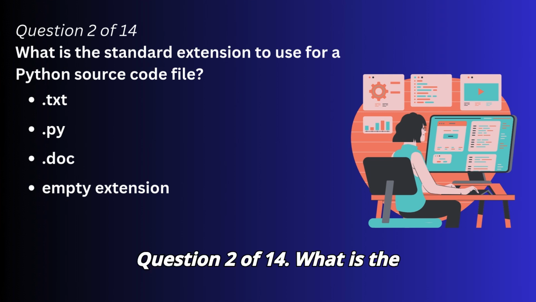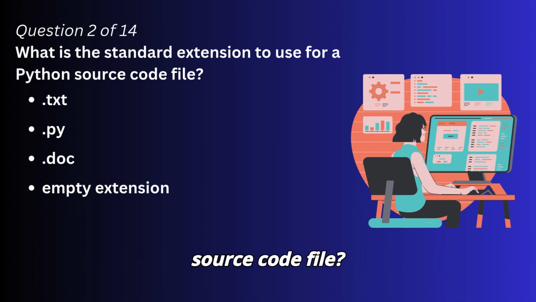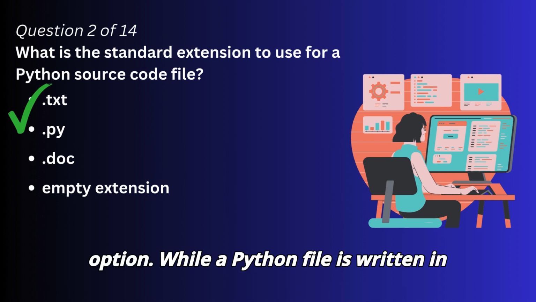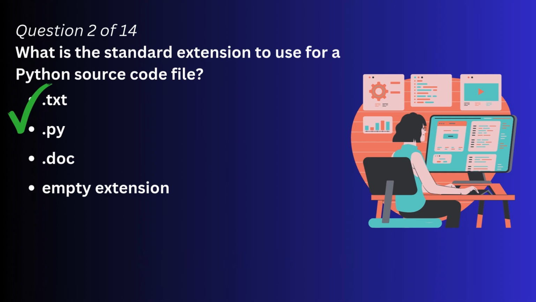Question 2 of 14. What is the standard extension to use for a Python source code file? Options: .txt, .py, .doc, empty extension. .txt is the correct option. While a Python file is written in plain text, its extension is not .txt.